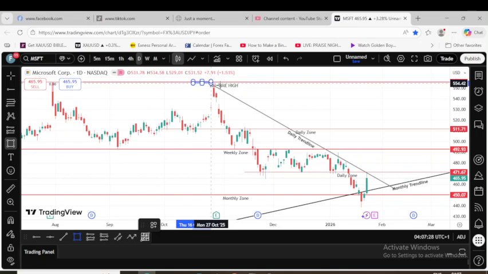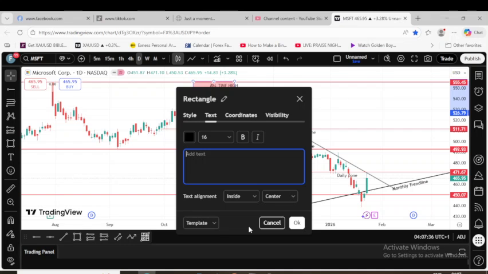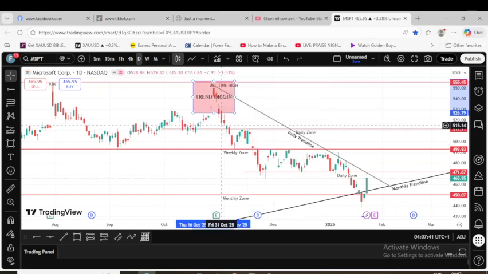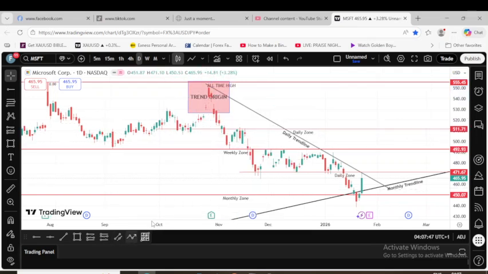So we want to identify our trend origin, which is obviously here. This is the highest point that price got to before the bearish momentum. So this is our trend origin. Now we will mark out our market structure from this point. So we have an impulsive move here. So that's a lower low, a lower high, a lower low, a lower high, a lower low.